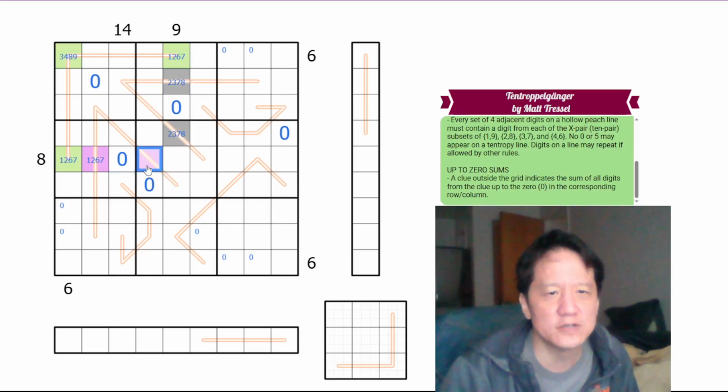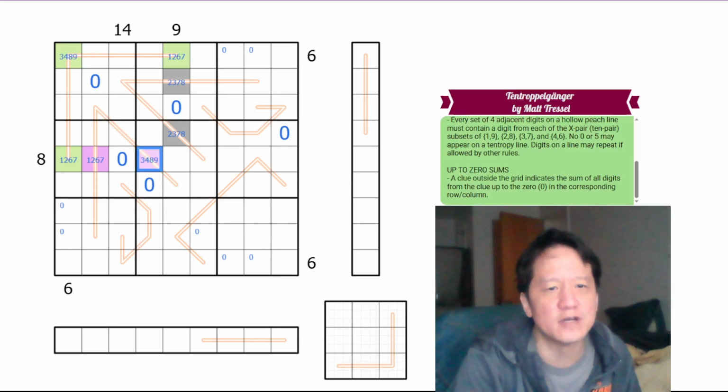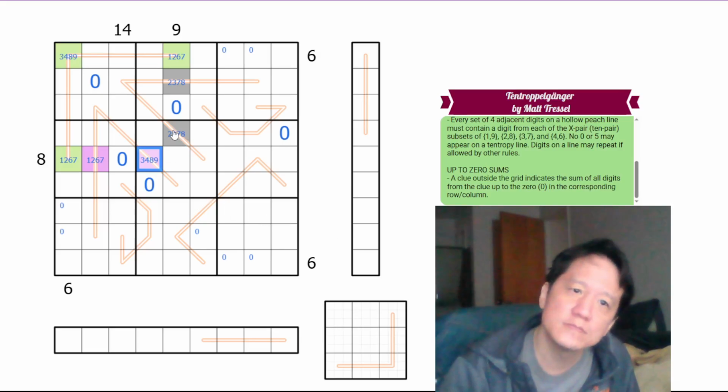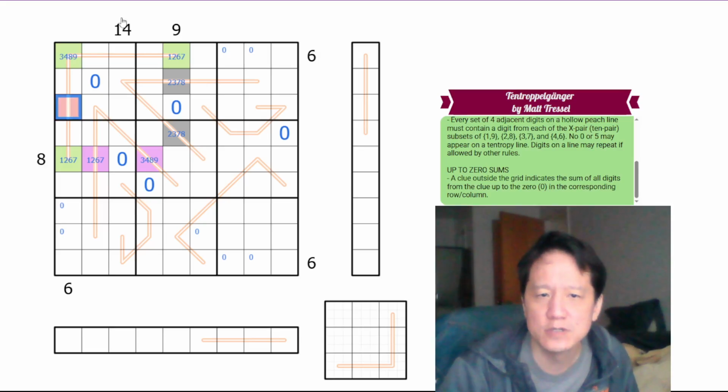So then this is all. This is also 3, 4, 8, or 9. That's interesting. These are the same set, but we don't know which. Mark that as red. These are the same set and could be the same digit.